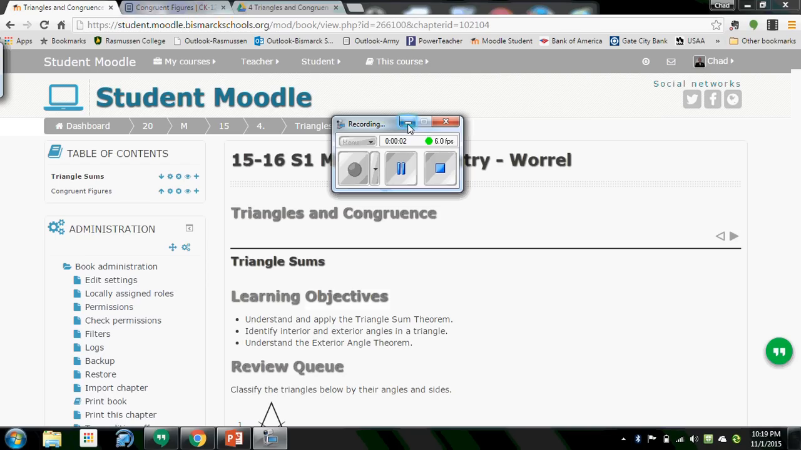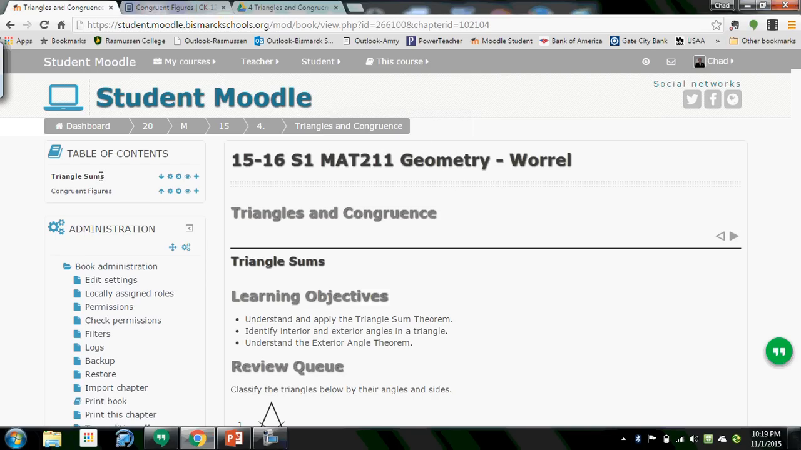All right, in this lesson, we're going to focus on triangle sums. We're going to start learning about congruence, in terms of the transition from rigid transformations into working with triangles and focusing mostly on the congruence piece of it.